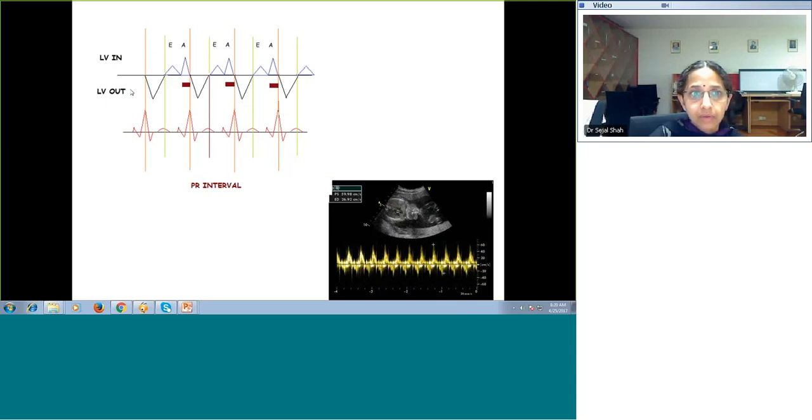This is how the LV inflow-outflow Doppler looked. So this is the LV outflow and this is the LV inflow with the E and the A waves. And then we have again the aortic. So now how do we decide the PR interval?